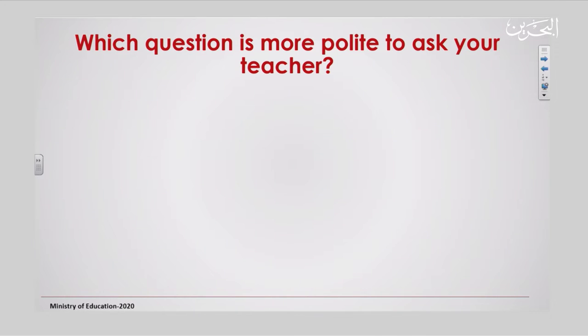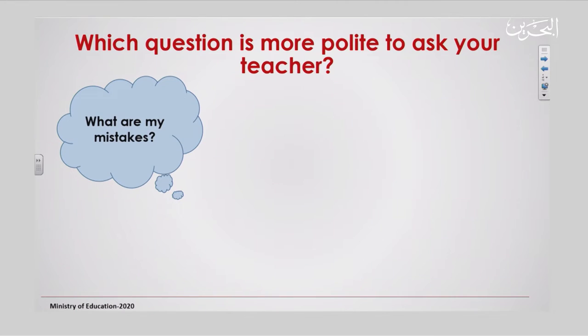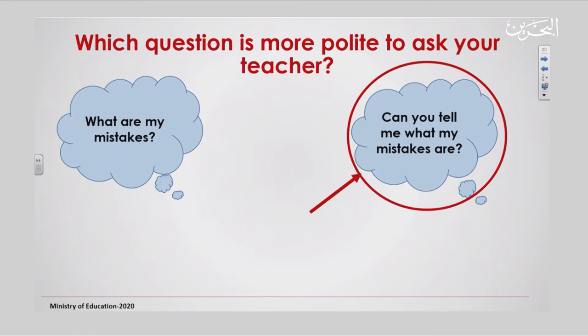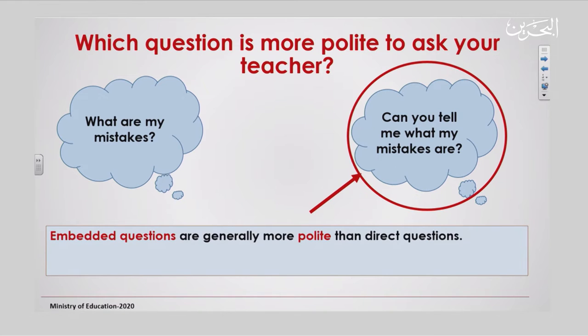From the example before, which question is more polite to ask your teacher? Is it, what are my mistakes? Or, can you tell me what my mistakes are? So which one seems more polite and more professional when you talk to a teacher? Yes, so we use embedded questions, can you tell me what my mistakes are, to politely ask someone. So embedded questions are generally more polite than direct questions. So this example here is more polite than what are my mistakes?